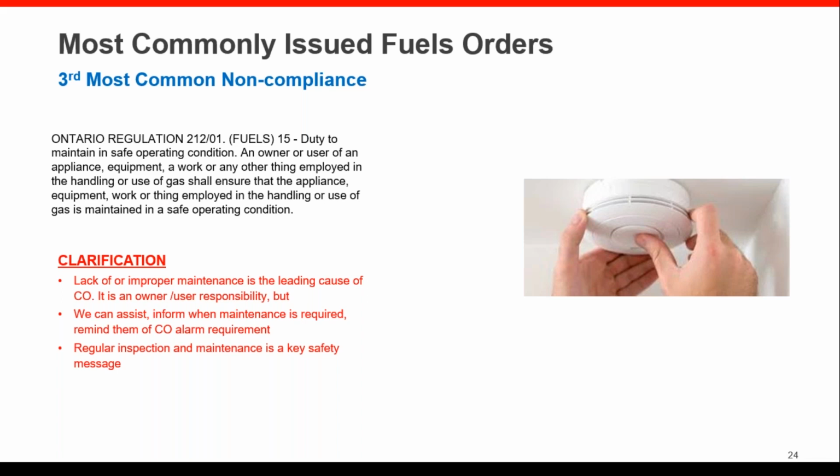So I can tell you that from TSSA's perspective, there were 270 occurrences of carbon monoxide in private dwellings in 2019 already. And that CO accounts for over 50% of all the fuel-related occurrences that we see. And in Ontario, over 65% of all the deaths and injuries due to CO occur in homes. So you can see the importance of this. Lack or improper maintenance is the leading cause of CO.